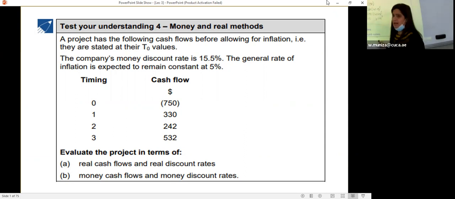Now we are going to discount them. Now we are going to discount them using the money discount rate. In real terms, we do not need to convert them into anything. Simply, we are going to discount them using the real discount rate because they have to be in real terms only. Got it? So this is the extra step which we do in the case of money cash flow.